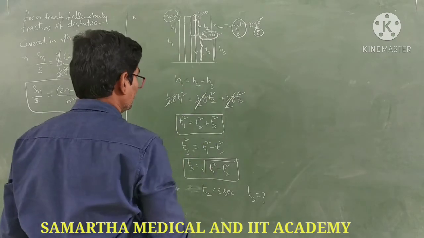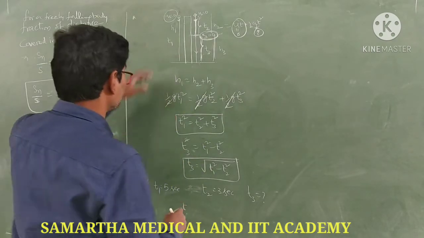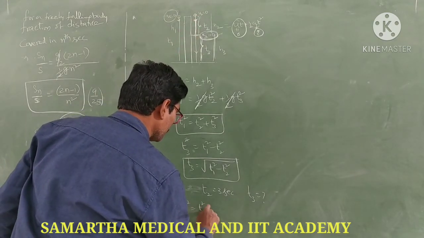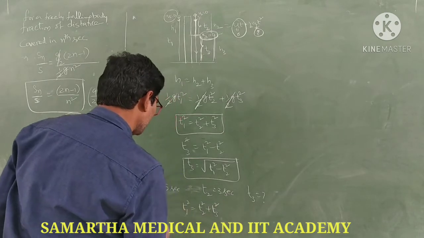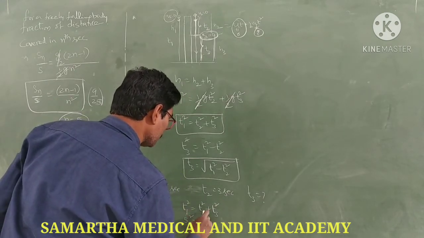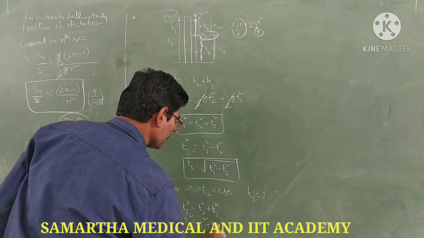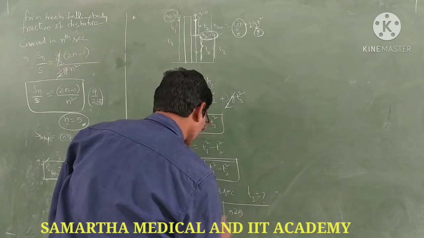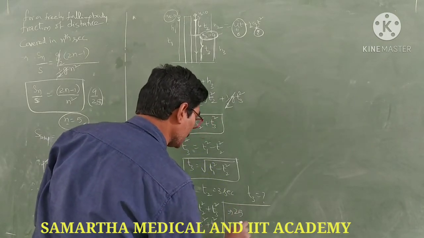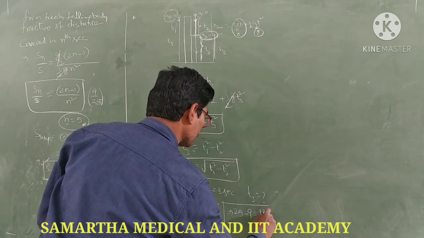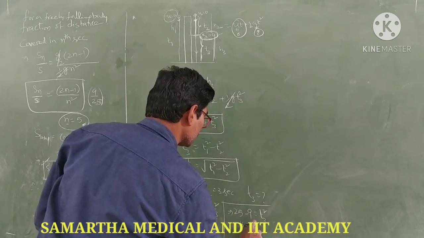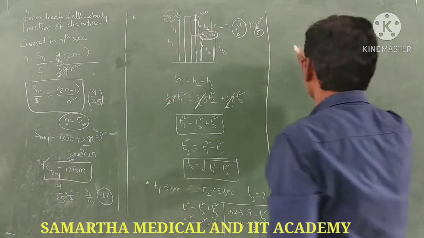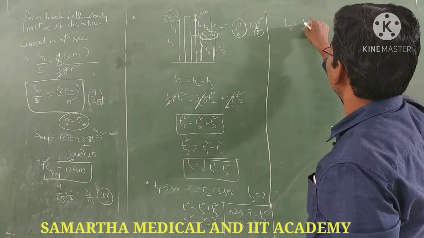So t1 square equal to t2 square plus t3 square. You know that t1 is 5, so 5 square equal to t2, which is 3 square, plus t3 square. Next, see here, 5 square is 25, and 3 square is 9, send it to the left side, so you get t3 square. So 25 minus 9 is 16, which is t3 square. So after this, t3 will be equal to plus or minus 4 seconds.